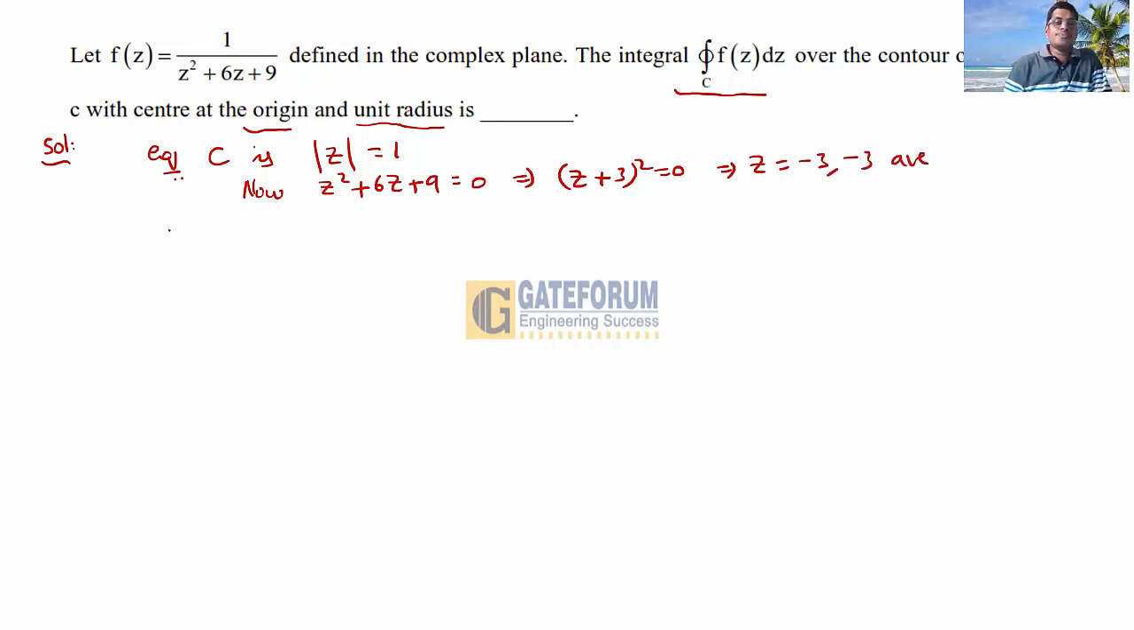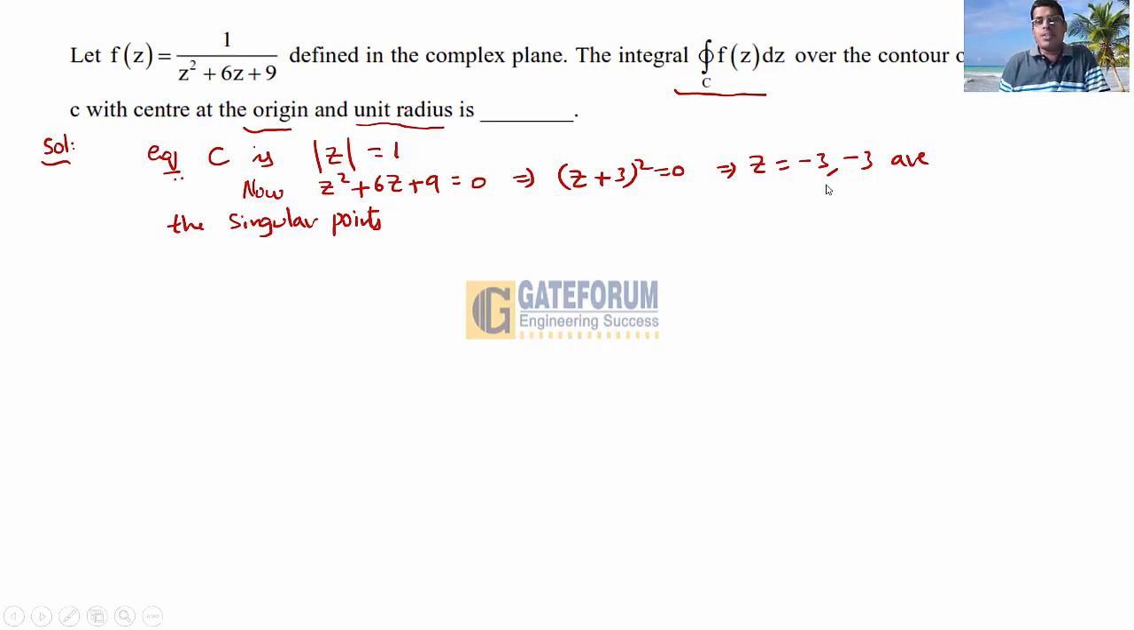The singular points both repeat, coinciding, both z values. Now how do you check whether a point lies inside or outside? Substitute the singular points one by one in the curve equation. We will have a number on the left hand side and a number on the right hand side. When the left hand side value is greater than the right hand side value, such a singular point lies outside the curve. When the left hand side value is less than the right hand side value, such a singular point lies inside the curve.